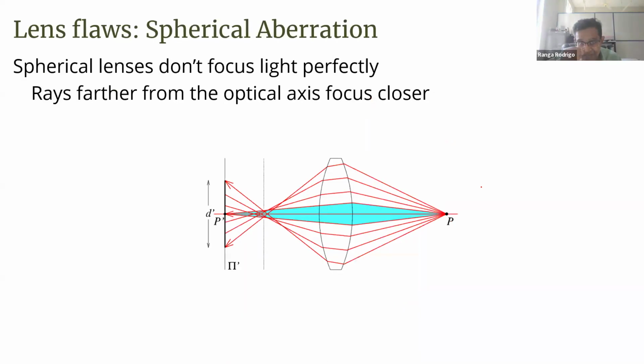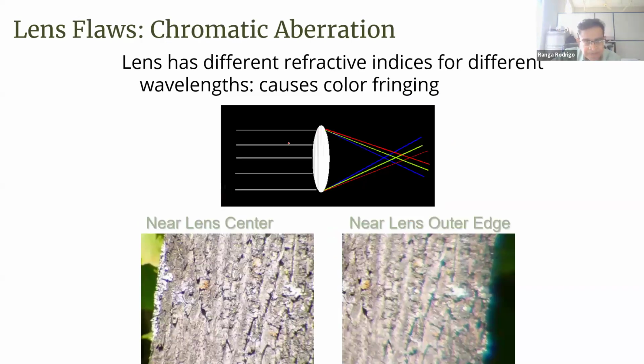Then there's a thing called spherical aberration. Spherical lenses do not focus light perfectly. Rays further away from the optical axis focus closer. Because of that reason, see, rays far away focus closer. Then there's another problem called chromatic aberration. A lens has different refractive indices for different wavelengths. So, for example, red does not bend as much as blue does. So at the outer edges, you can see a color halo because of that.